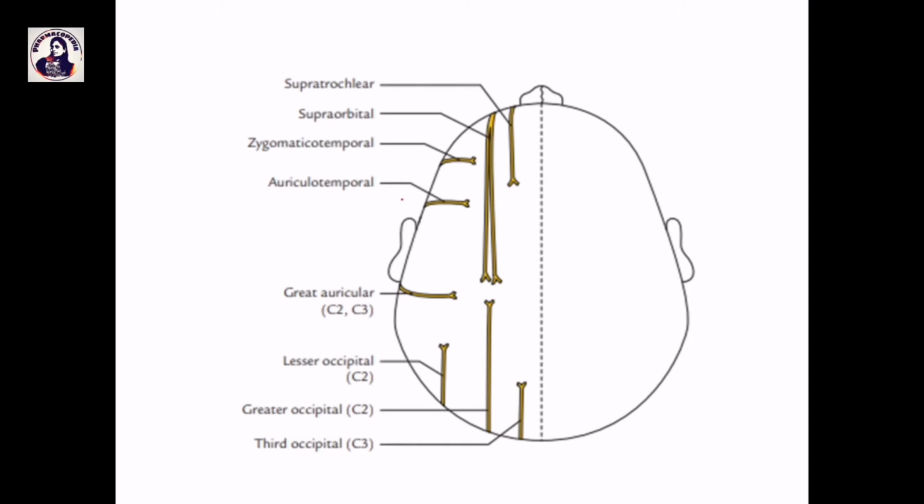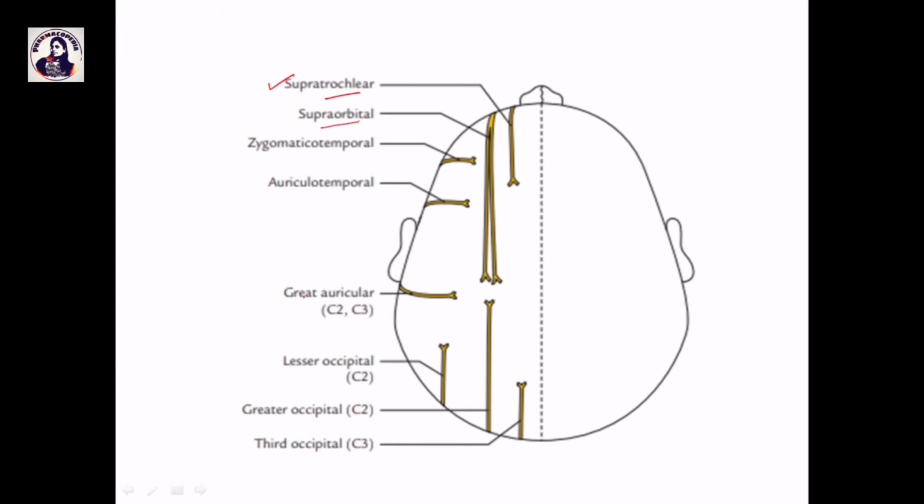So here you can see the first one is the supratrochlear nerve, the second one is the supraorbital nerve. The first one, that is supratrochlear nerve, is formed by the ophthalmic division of the trigeminal nerve. Second, supraorbital is also formed by the ophthalmic division of the trigeminal nerve. The zygomaticotemporal and the auriculotemporal are also derived from the trigeminal nerve.